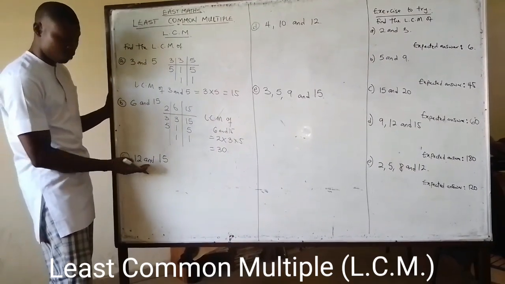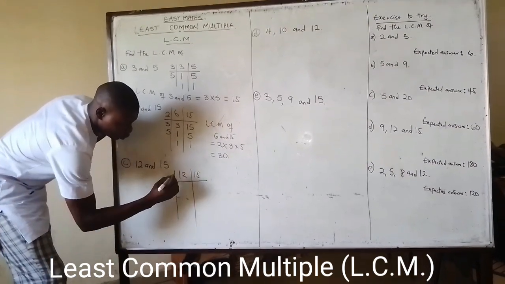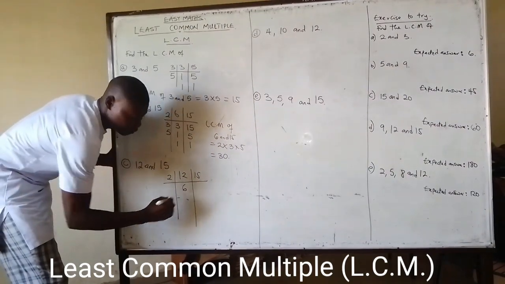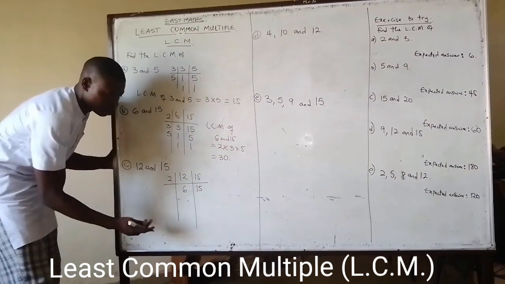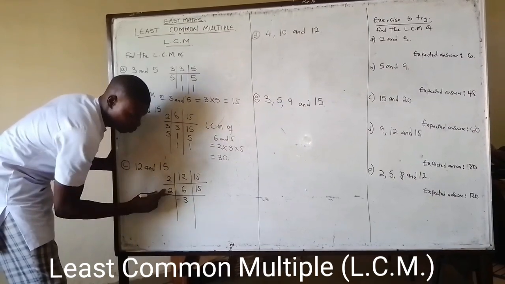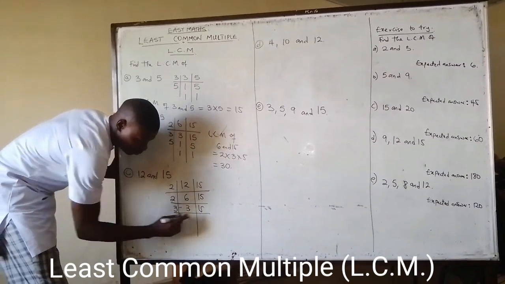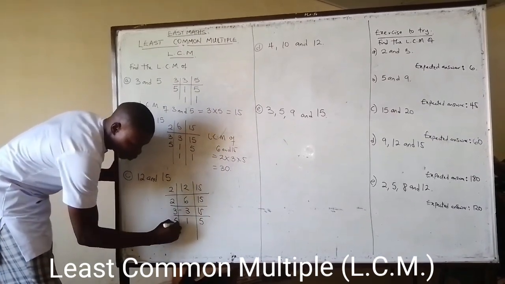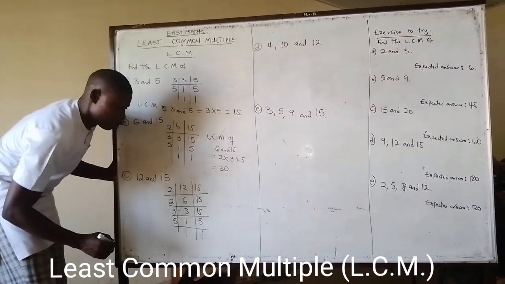We move on to that of 12 and 15. LCM of 12 and 15. We start with what? 2. 2 can go in 12. That will end up giving us 6. 2 in 15 cannot go, so we bring down 15. Whatever cannot go must be brought down. What else can go here is 2. 2 in 6 will give us 3. 2 in 15 cannot go, so we bring this down. What else can go here? We have 3. 3 in 3 will give us 1. 3 in 15 will give us 5. What else can go is 5. 5 in 1 we bring down 1. 5 in 5 will give us 1.